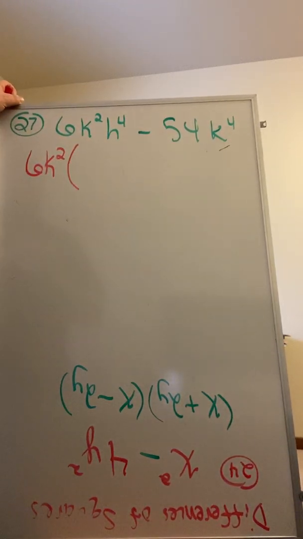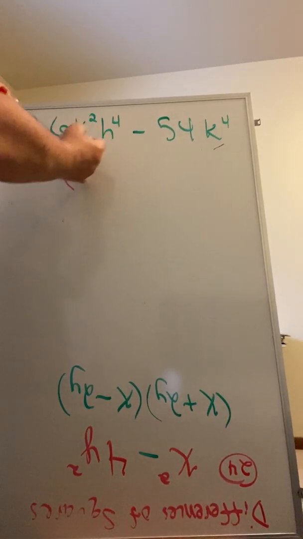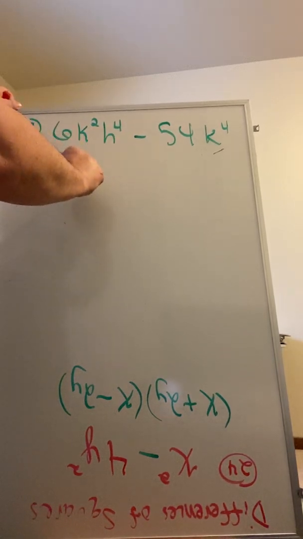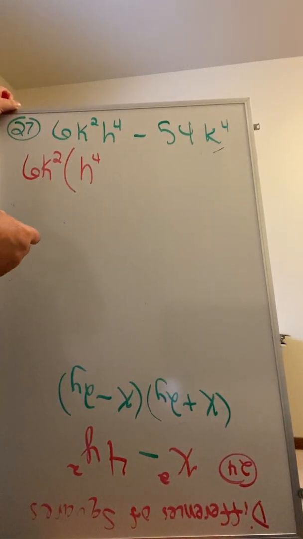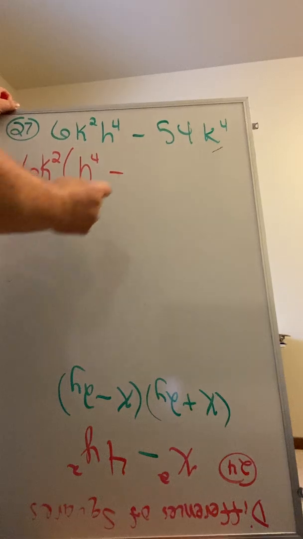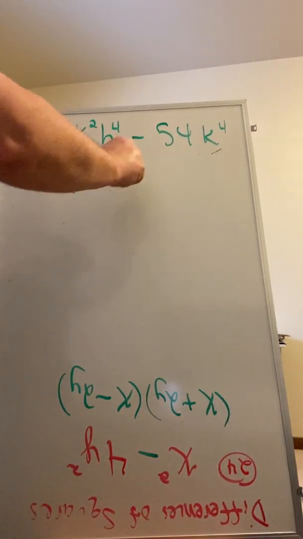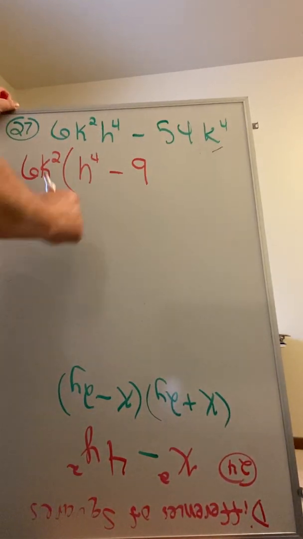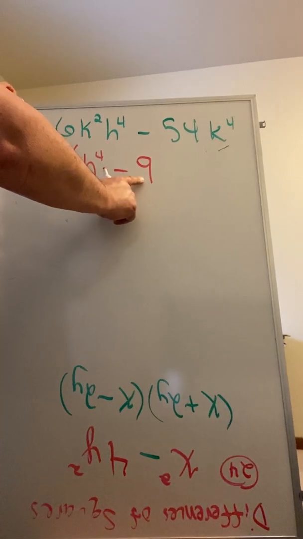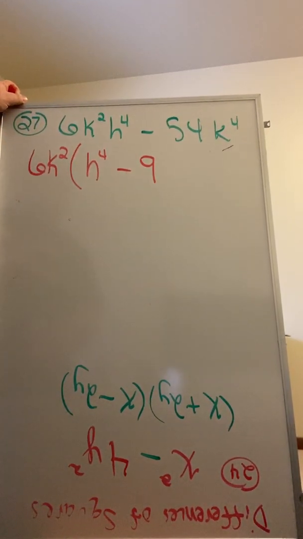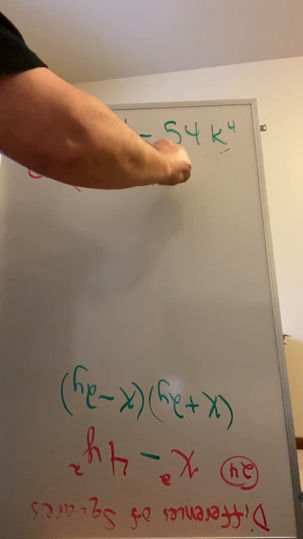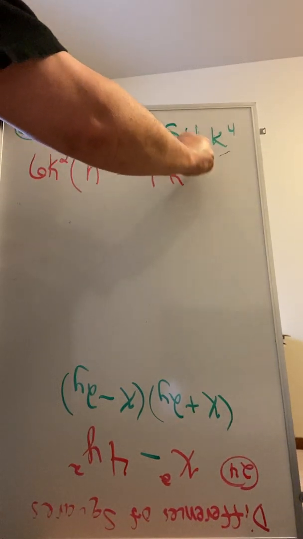What's 6 divided by 6? Gone. k squared taken away. You're left with just h to the fourth power. Bring down the minus sign. 54 divided by 6 is 9. Why is that so pretty? Perfect square, 9. Okay. Take away 2 k's, you're left with k squared.